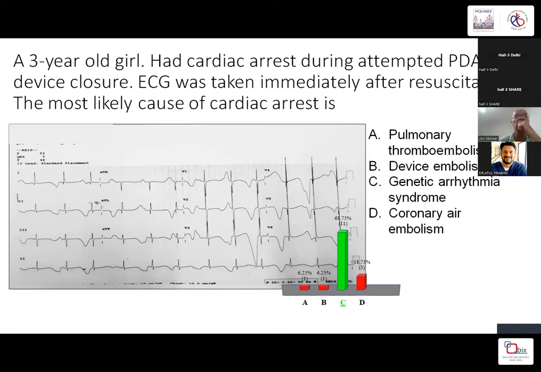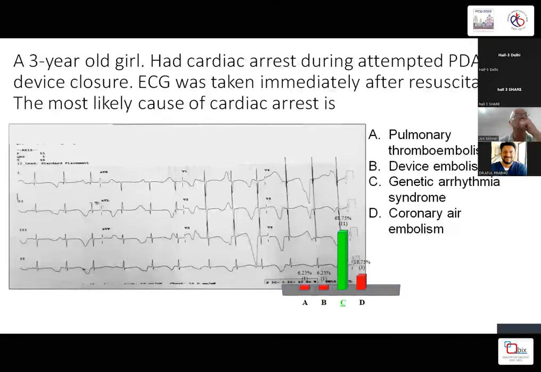Perfect. Again, mostly we have got the right answer. I think everyone answered again. 69%, so a huge majority. So the answer is very clear. You have got T-wave heterogeneity, repolarization heterogeneity.